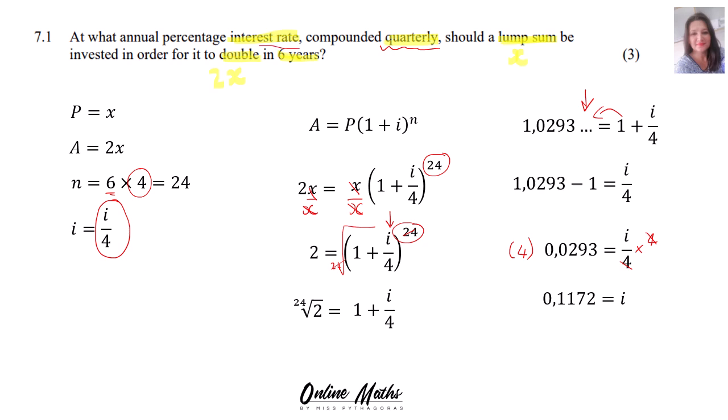But remember, they were looking for the interest rate. So therefore, we need to multiply this by 100 so that we can say the interest rate is 11.72%. And then this one counted 3 marks. So where's the marks? Substitution into the correct formula, I's value, and then interest rate.